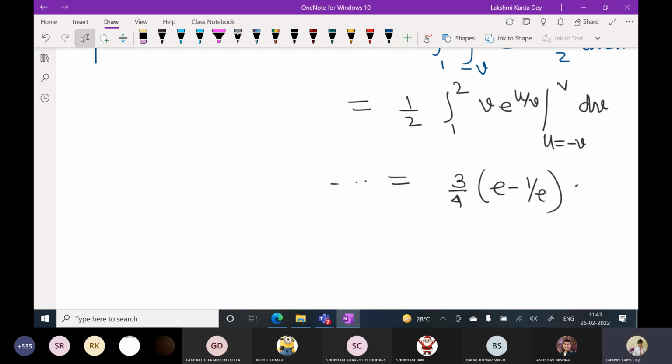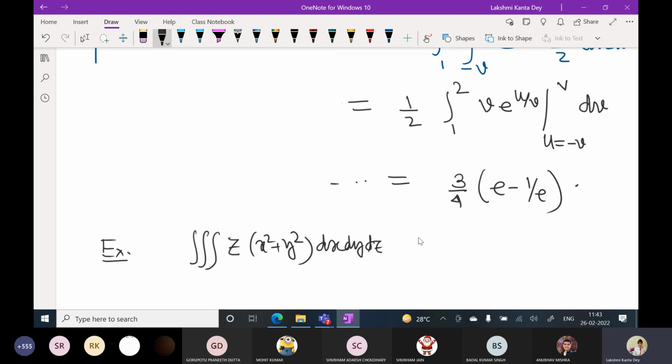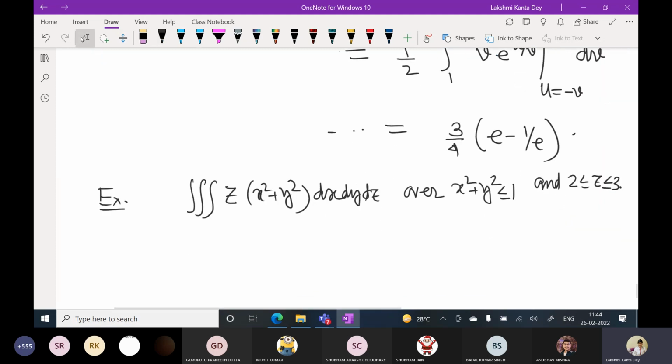Okay, in case of triple integration, if I take another exercise, suppose we have to evaluate this triple integration: z into x square plus y square dx dy dz over x square plus y square less or equal to 1 and 2 less or equal to z less or equal to 3. This is a little bit simple, but I would like to ask all of you, what kind of change of variable we have to use here?